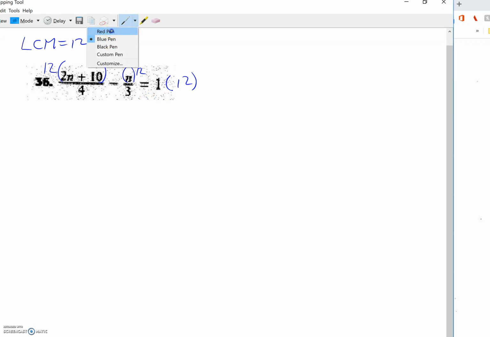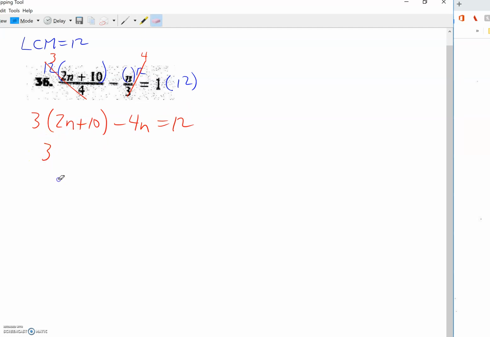So then you're looking to cancel out. 12 divided by 4 is 3. So you're left with 3 times 2n plus 10. So yes, you've got to have brackets there. Without brackets, you won't get this question right. And so it's going to be minus 4n equals 12. And so then you multiply in, whoops, 3 times 2 is 6n plus 30 minus 4n equals 12, and you're on your way.